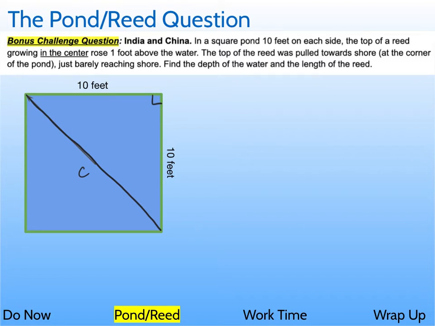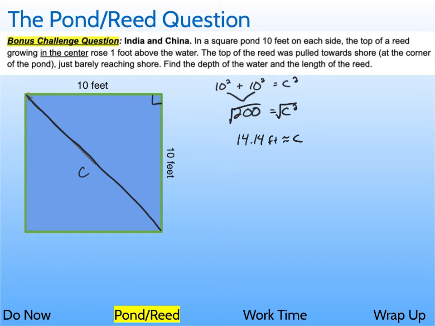So we're going to do 10 squared plus 10 squared equals c squared. Do 10 squared plus 10 squared, that's 200. And that equals c squared. So we take square root on both sides, and we get that c is the square root of 200, or about 14.14 feet. That's about the whole hypotenuse right there.